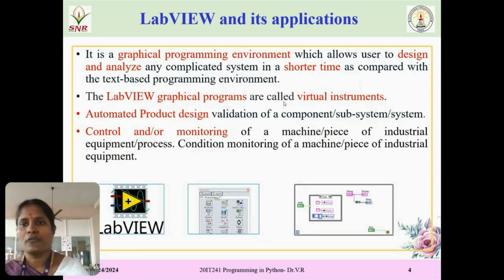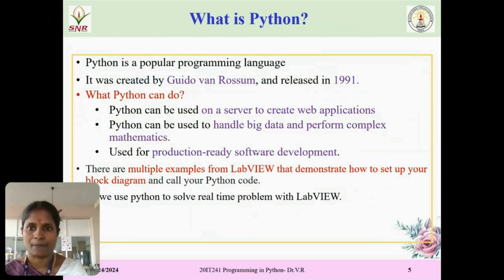LabVIEW. Why do we go for LabVIEW? When compared to other programming languages, it is a graphical programming environment which allows the user to design and analyze any complicated system in a shorter time period. LabVIEW graphical programs are called VIs, simple virtual instruments, which are used for automated product design, validation, component checking, control and monitoring of devices, and condition monitoring of any equipment used in industries.